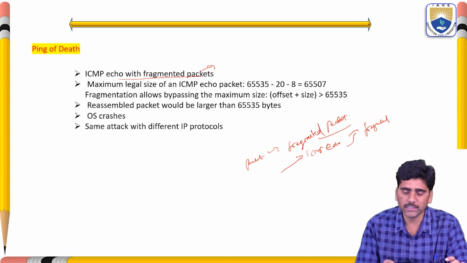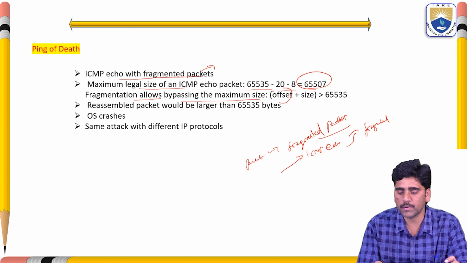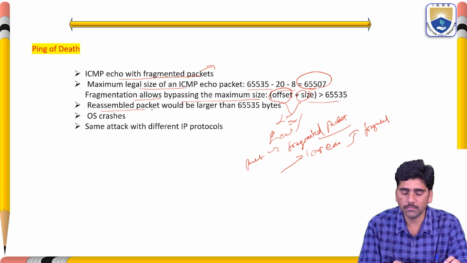So the maximum legal size of an ICMP echo packet is what? 65,535 minus 20 minus 8, so it will be the size of 65,507. And here the fragmentation allows bypassing the maximum size: offset plus size, which are available in the fields of the ICMP packets, is greater than 65,535.